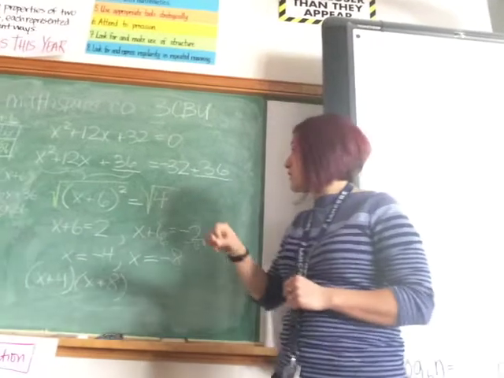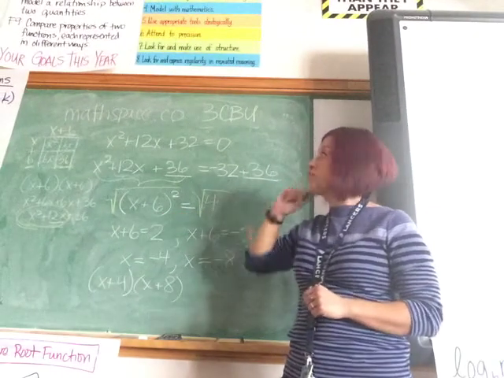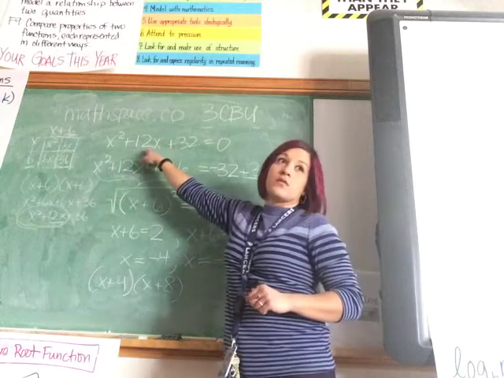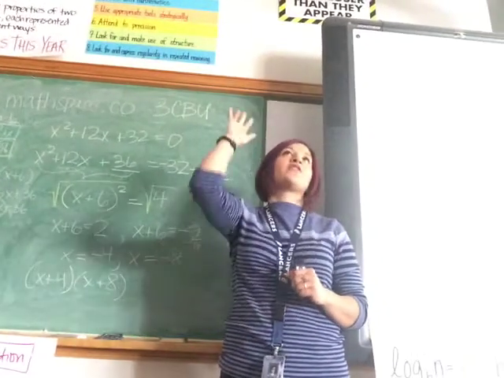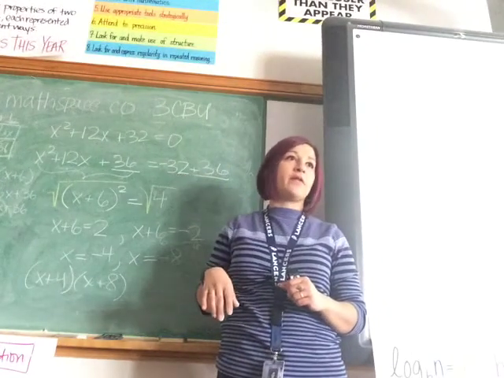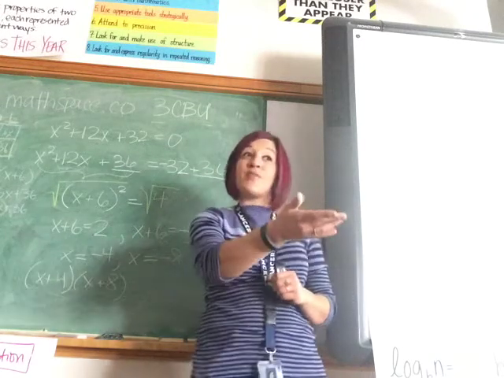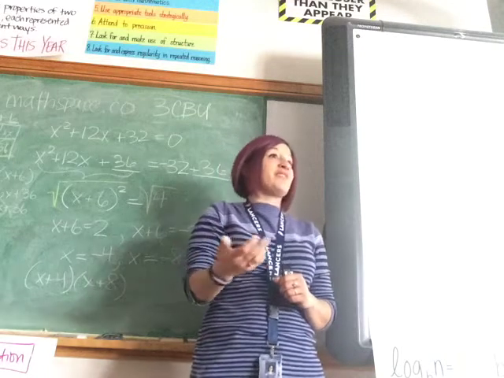The other piece: how would you do it if there was an 8 before the x squared, like 8x squared? You wouldn't use completing the square. You'd have to divide everything out by 8 first, and that could get messy. That's why we have multiple methods. If I have a coefficient of 8 in front, this is not a good method to use.